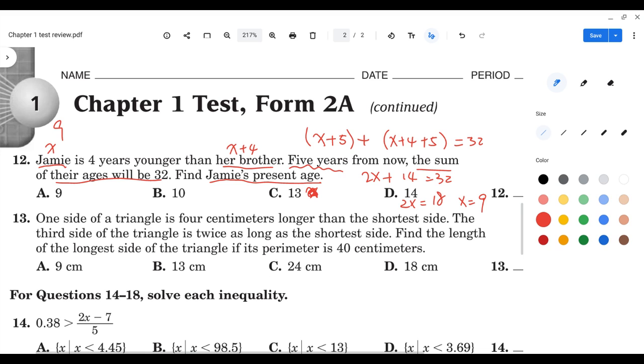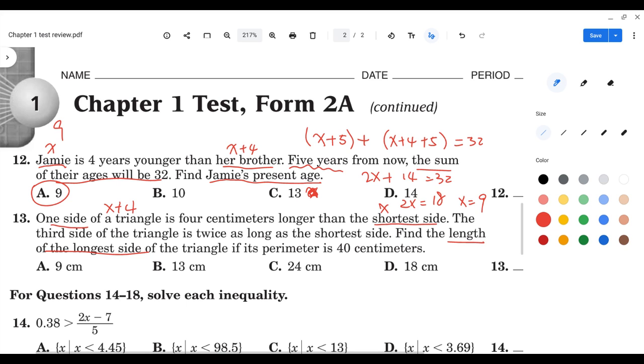Okay, what's Jamie's present age? Well, 9 years old. The second question, one side of a triangle is 4 centimeters longer than the shortest side. So let's take a look at what we're looking for. We're looking for the length of the longest side of the triangle. You can set the longest side as x, but when you're looking at length, it's usually easier to set the shortest side as x. Then one side is x plus 4 because it's 4 centimeters longer.